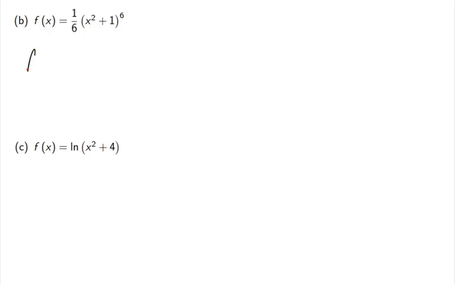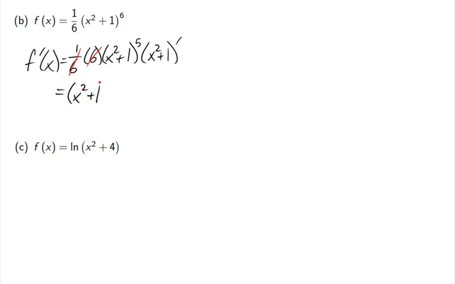Let's try another one. The derivative here: the 1/6 can stay in front, and then the 6 comes in front to bring this down to x squared plus 1 to the 5th power. Now that was the derivative of the outside. If we multiply by the derivative of the inside, we'll be doing the derivative of x squared plus 1. You'll notice that the 1/6 and the 6 cancel, and we end up with simply x squared plus 1 to the 5th power times the derivative of x squared plus 1, which is 2x.